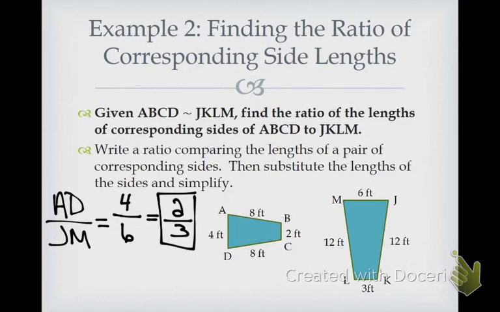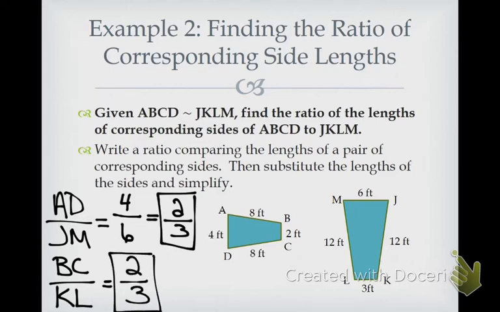Somebody else give me another pair of corresponding sides. You only have to do one on your homework. Talmadge, can you give me another pair? BC and KL. Very good. BC and KL, because they're both the middle two. So what's the value for BC? 2. And what's the value for KL? 3.